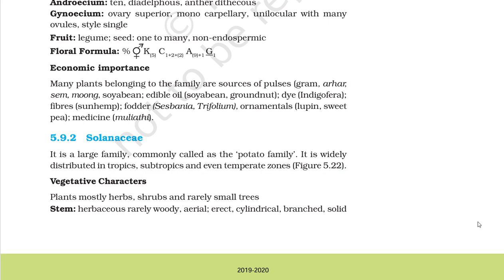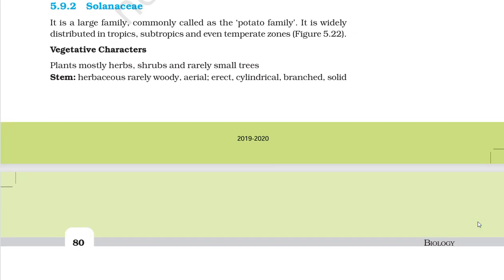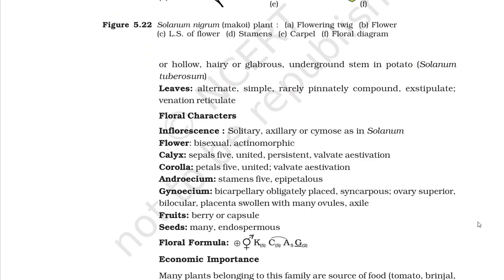5.9.2 Solanaceae. It is a large family commonly called the potato family. It is widely distributed in tropics, subtropics, and even temperate zones. Vegetative characters: plants mostly herbs, shrubs, and rarely small trees. Stem: herbaceous, rarely woody, aerial, erect, cylindrical, branched, solid or hollow, hairy or glabrous. Underground stem in potato. Leaves: alternate, simple, rarely pinnately compound, exstipulate, venation reticulate.